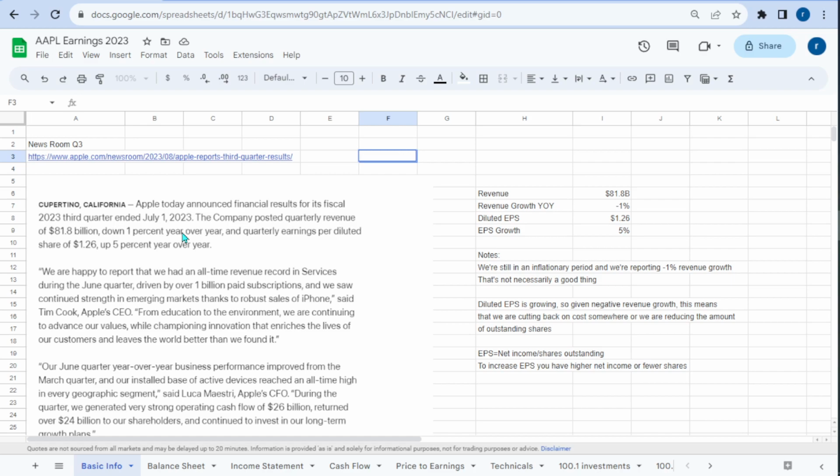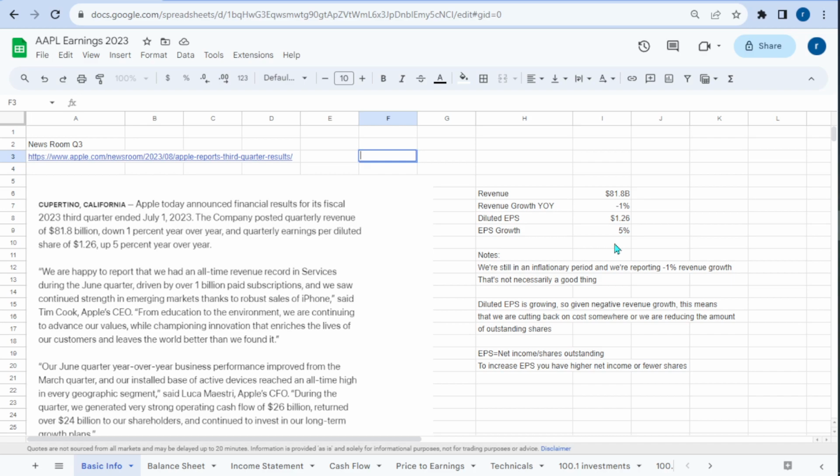It says the company posted quarterly revenue of 81.8 billion. So we write that down real quick. It says that's down 1% year over year. And quarterly earnings per diluted share of $1.26, which is up 5% year over year. So we put all of that information down, right? Now, how do you perceive these numbers, okay? So revenue has gone down year over year, but earnings per share has gone up year over year.